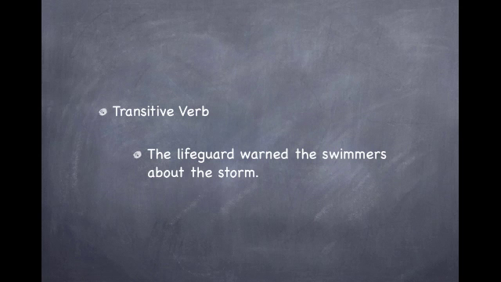Transitive verb example. The lifeguard warned the swimmers about the storm. So we know the lifeguard is the subject. What did the lifeguard do? What is the action? They warned. That's what they did. So to find our direct object, we need to ask who or what receives the action, or who or what was being warned. And they were the swimmers. So that makes warned our transitive verb because there is a direct object that links right behind it.